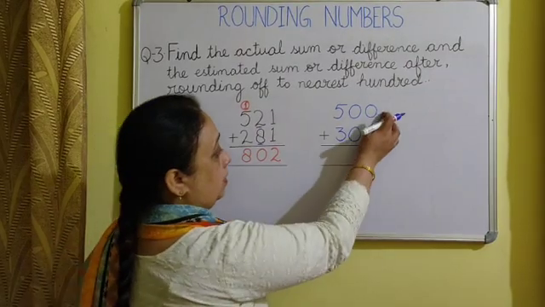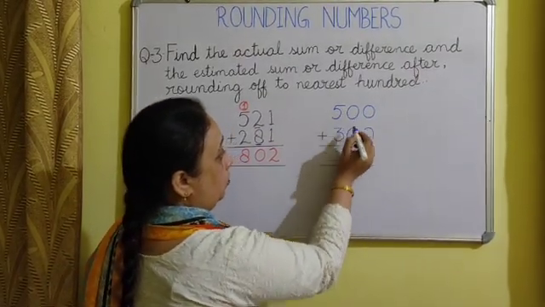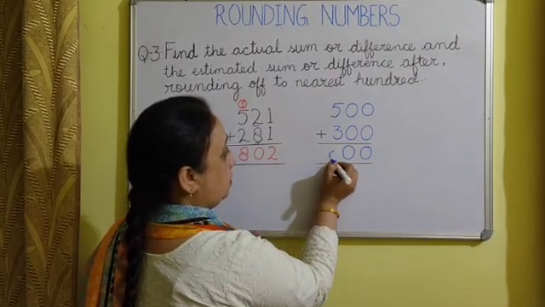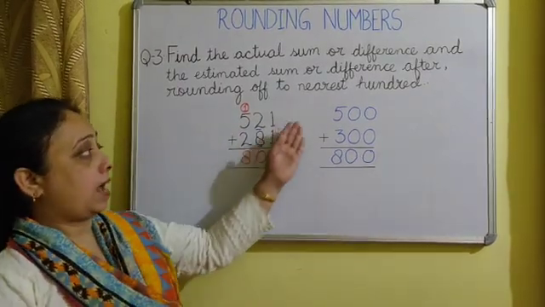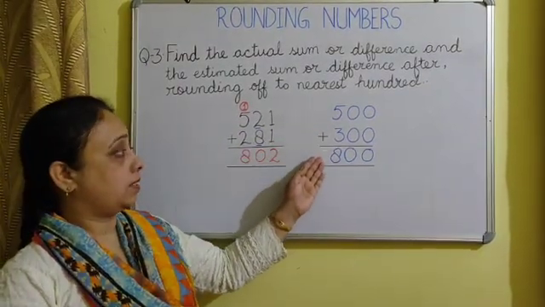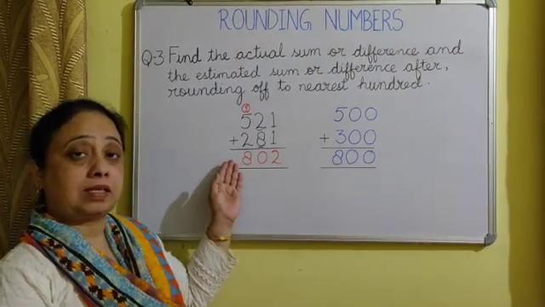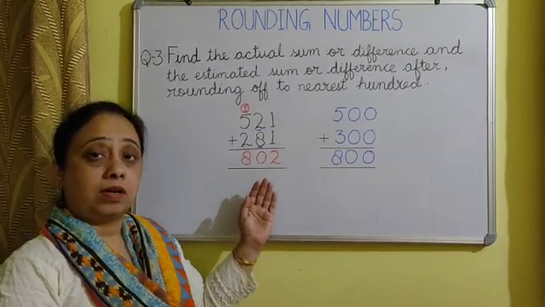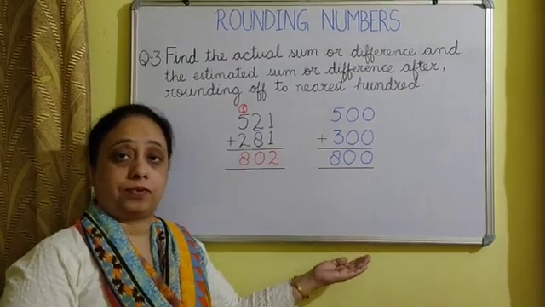Now we will add these rounded numbers. 0 plus 0 will be 0. 0 plus 0 is 0. 5 plus 3 is 8. When we add the rounded numbers here, the result is 800. But before rounding, we get the sum 802. So there is a difference in the answer before rounding and after rounding off.